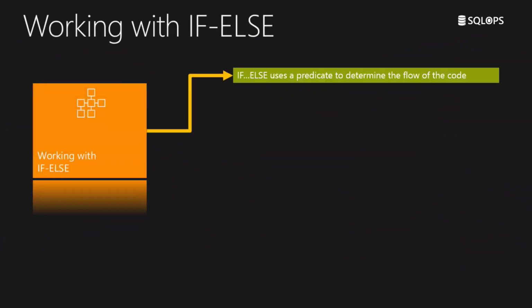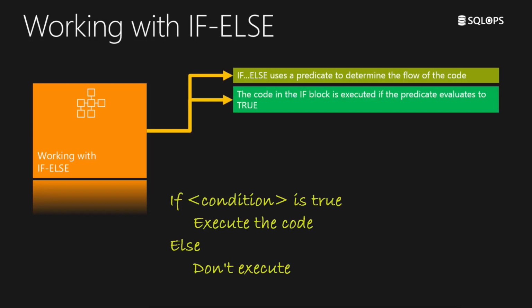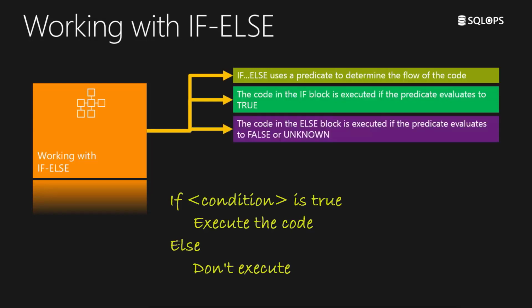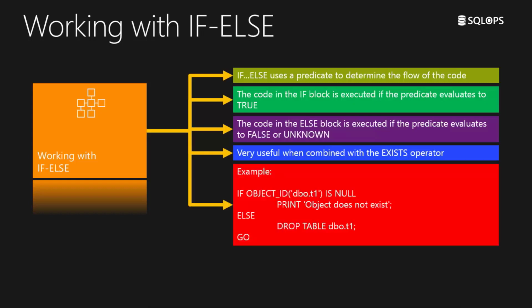The if-else structure in T-SQL is used to conditionally execute a block of code based on a predicate. The if statement determines whether the following statement or block is executed. If the predicate evaluates to true, the code in the block is executed. If the predicate evaluates to false or unknown, the block is not executed. And if there is a block of code under the else keyword, that block of code is executed when the predicate evaluates to false or unknown. The if-else structure is very useful when combined with the exists operator. Let's take a look at an example.